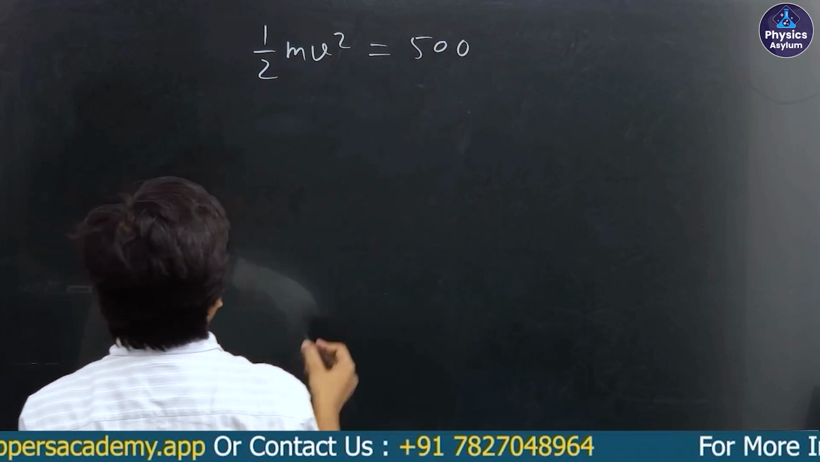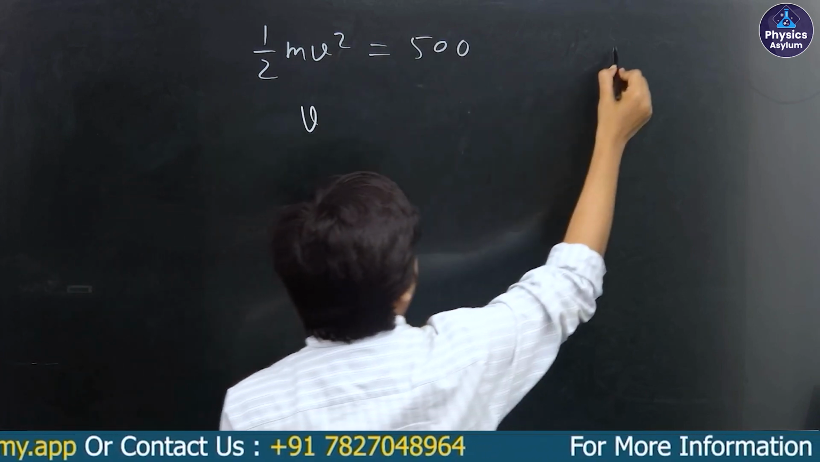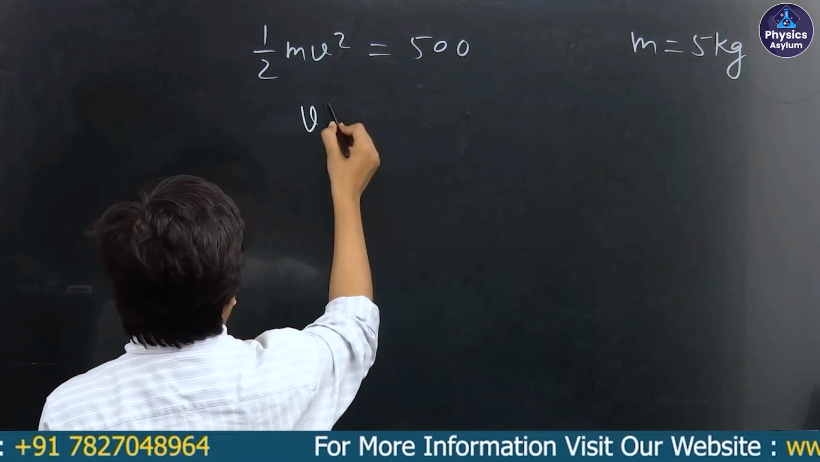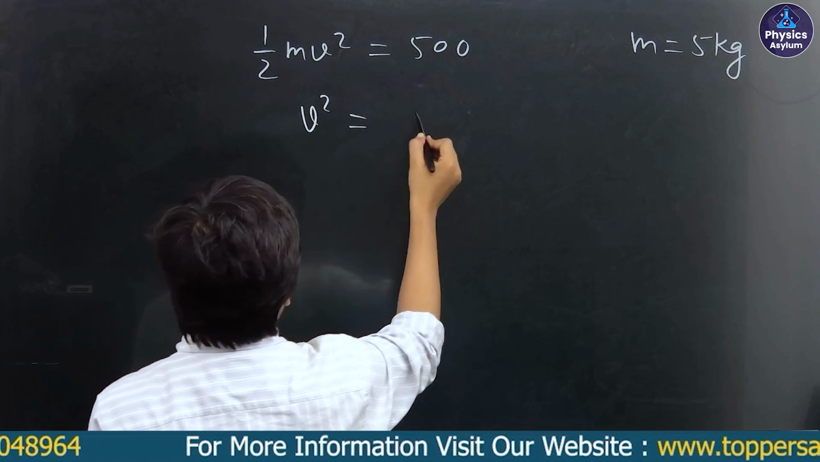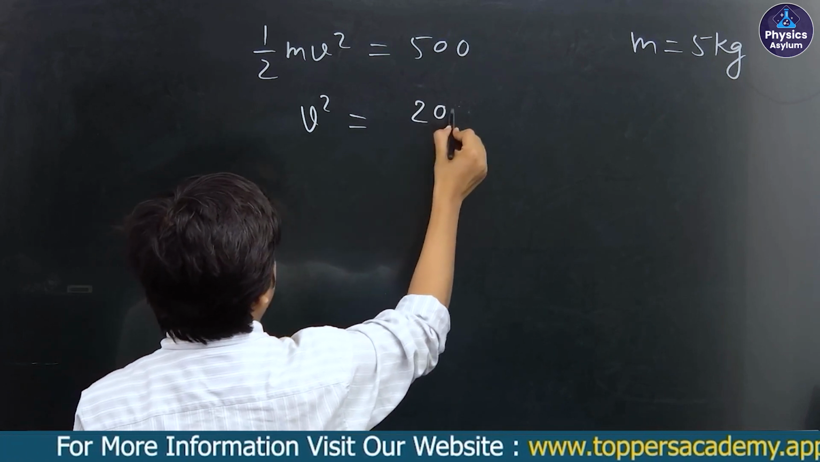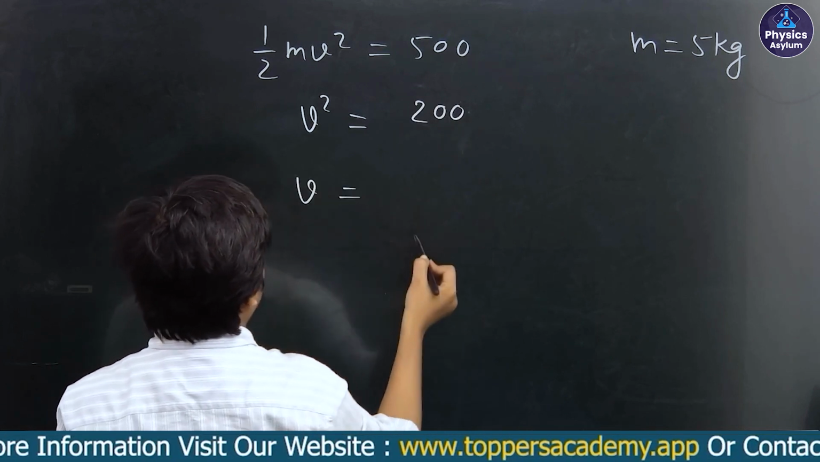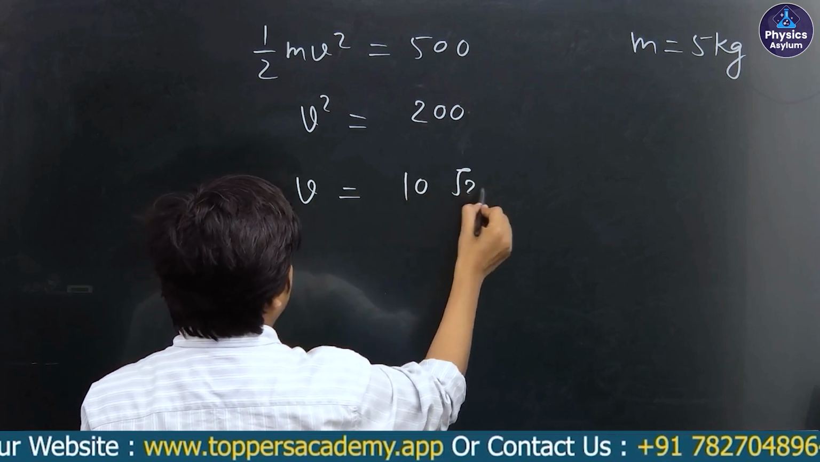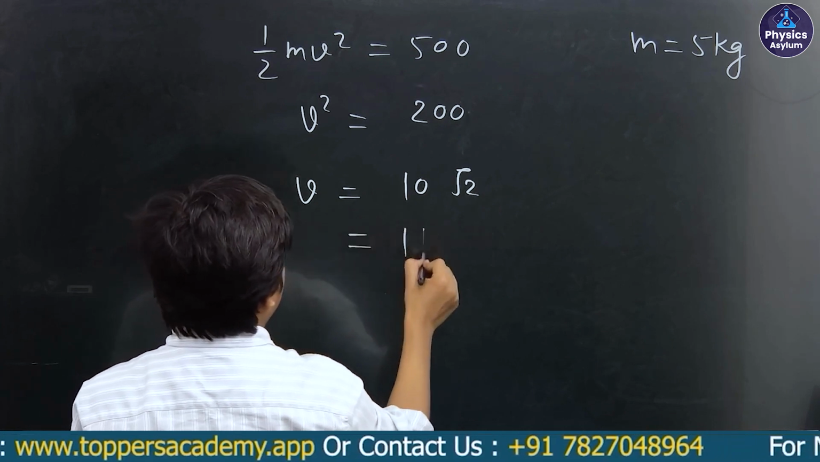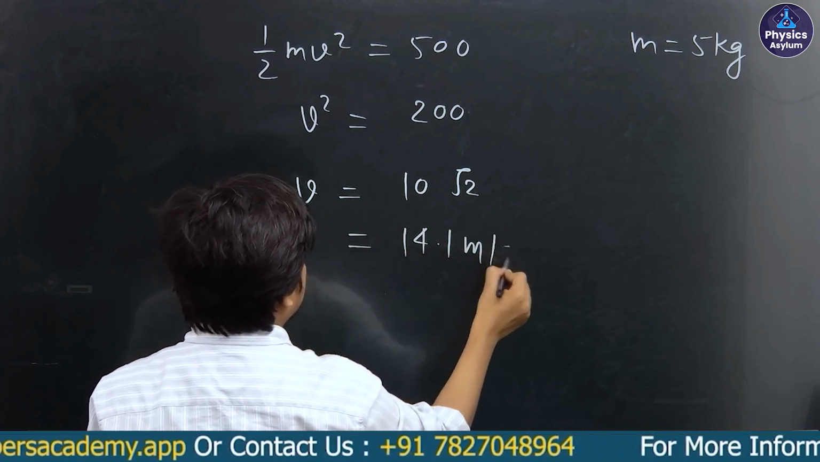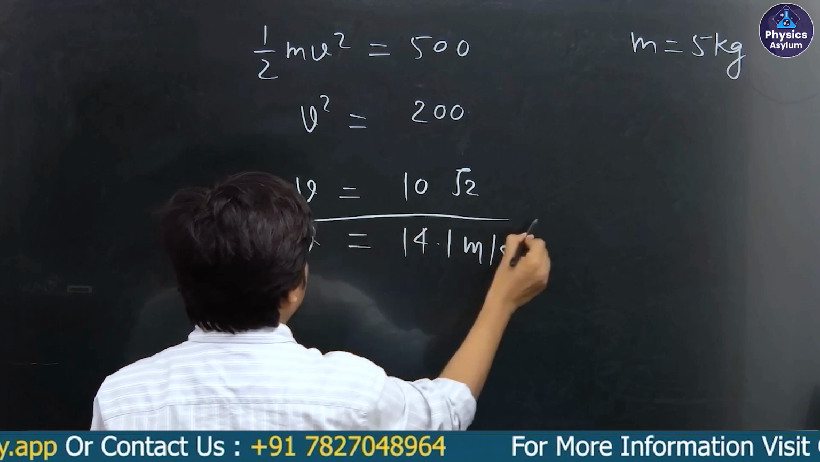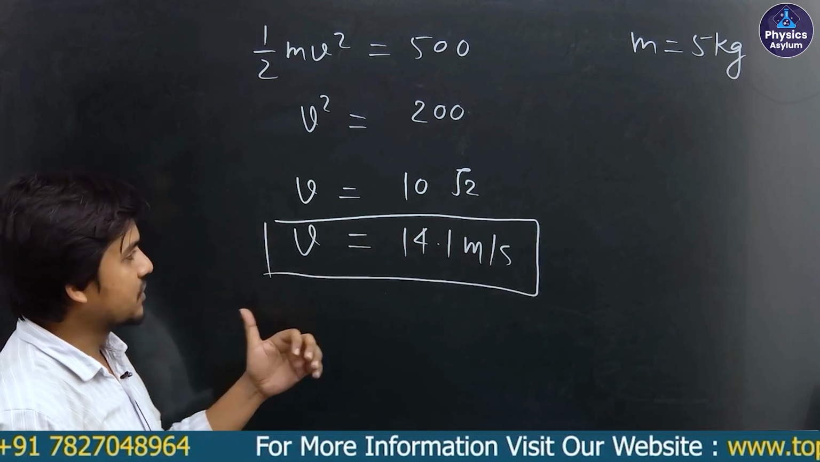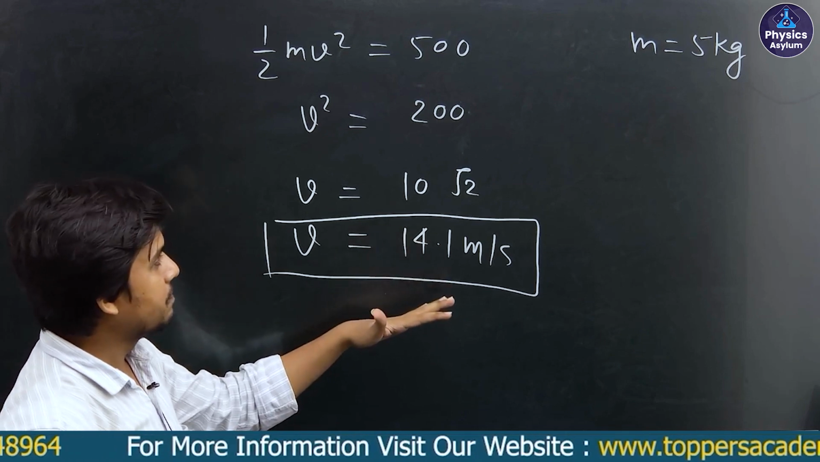If I put the values, what will I get? If I put m equal to 5 kilogram, then I will again obtain that v square will be equal to 200, and the magnitude of the velocity v will be equal to 10 into square root of 2, that means 14.1 meter per second. So we are getting the same result. In this way we can apply the work energy theorem in a given problem.